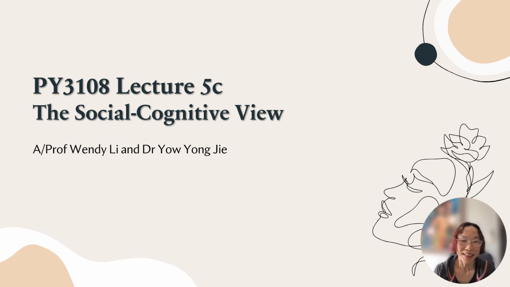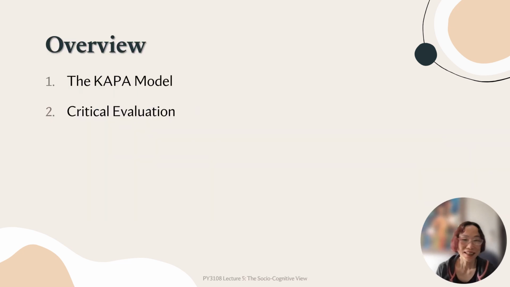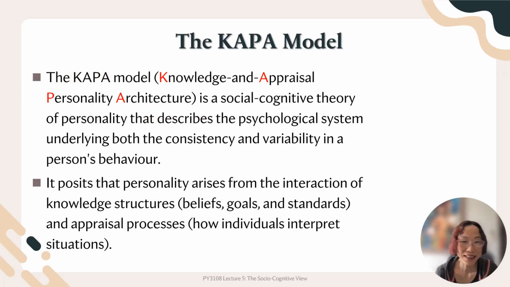Hello. Let's come back to lecture 5. And this is the third part of lecture 5, focusing on the social cognitive perspective. So in this lecture, we are going to cover the KAPA model as well as going through the critical evaluation as we did for other theories as well.